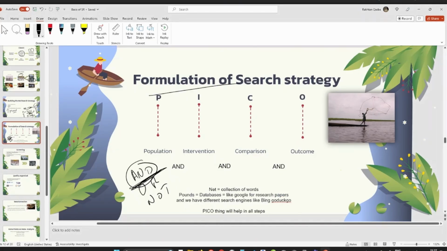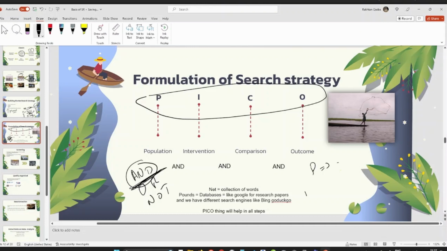So how will I use this Boolean function with the PICO format? Whatever papers we are looking into, we have put our research question in a PICO format. Now I will put my population first. I will take out all the synonyms from my research question. Whatever population I have, for example cancer patients, melanoma patients, I will put the names of different cancers in my population.